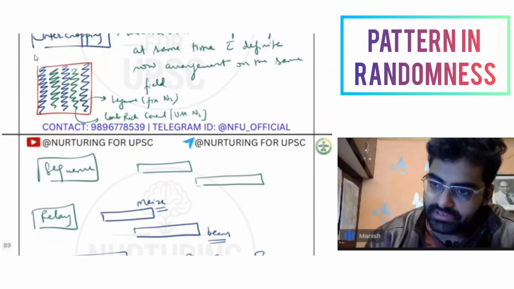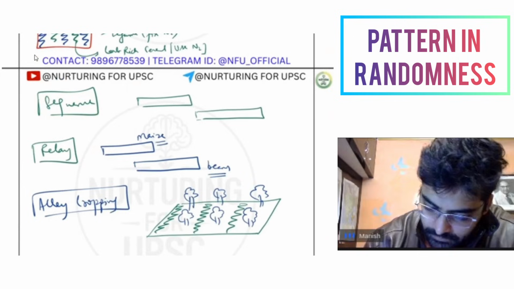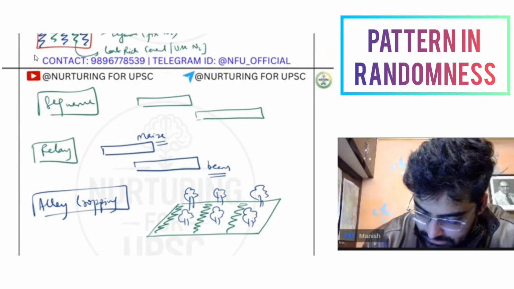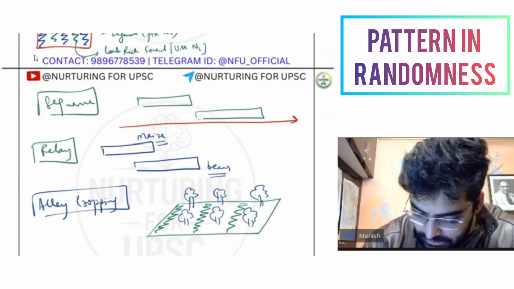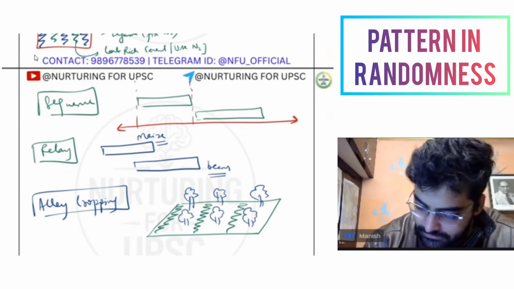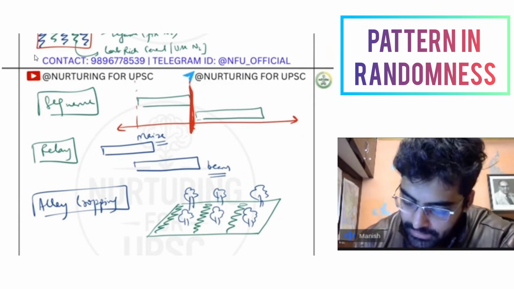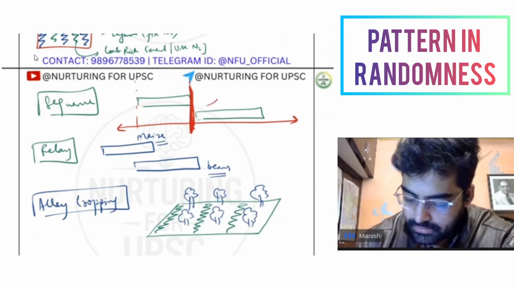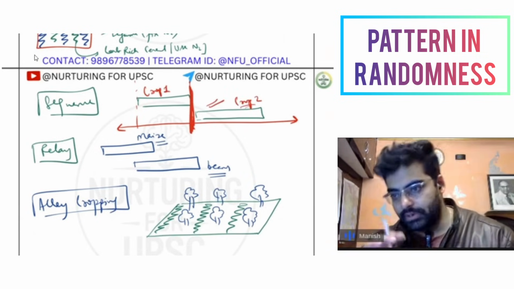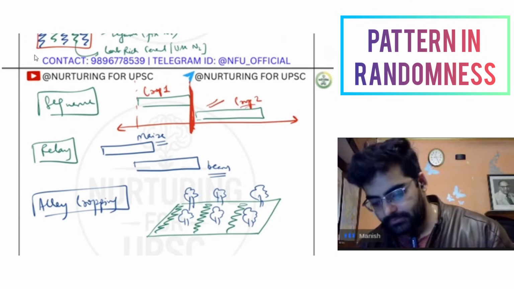So another is sequence cropping. In sequence cropping, suppose this is the time axis. I will grow one crop, and I will harvest it here. Then after harvesting, I will plant another crop. So this is crop 1, this is crop 2. So they are in a sequence. When crop 1 gets harvested, only then will I plant crop 2.